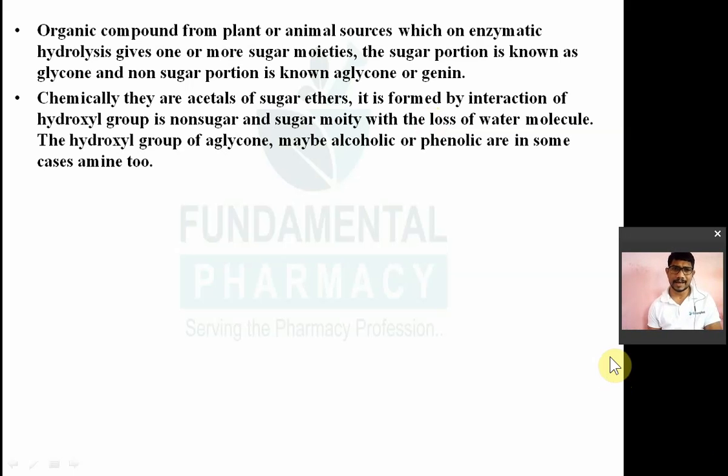So again, chemically they are the acetals of sugar. They are formed by interaction of the hydroxyl group of non-sugar and sugar with the loss of a water molecule. The hydroxyl group of the aglycone may be either an alcoholic hydroxyl group or a phenolic hydroxyl group, or in some cases it might be an amino group.